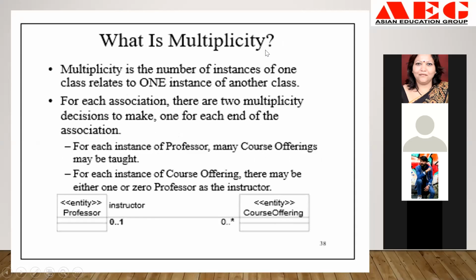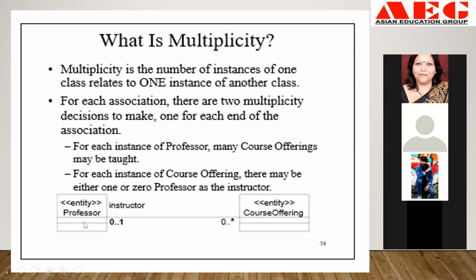What is multiplicity? We studied relationships in the ER diagram as one to one, one to many, or many to one. We studied these types of relationships already in our entity relationship diagrams. But in UML, this relationship, one to one, one to many, is called multiplicity. It is the number of instances of one class that relate to one instance of another class. So for each association, there are two multiplicity decisions to make, one for each end of the association.